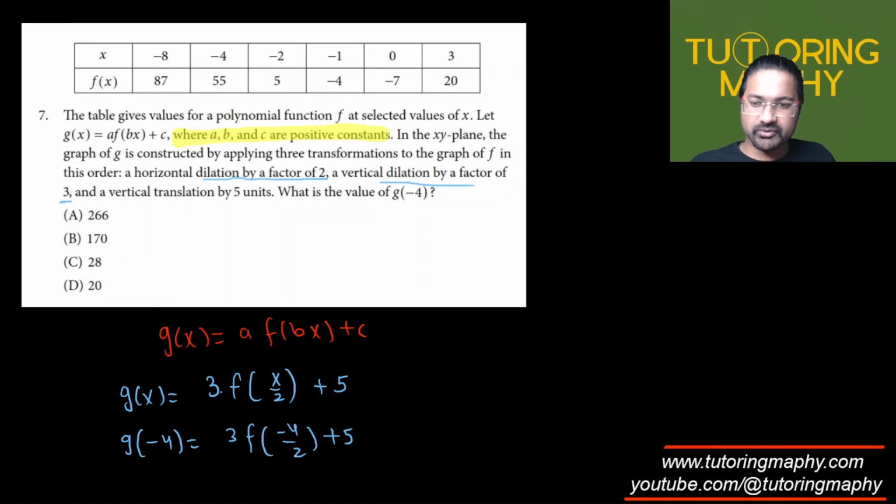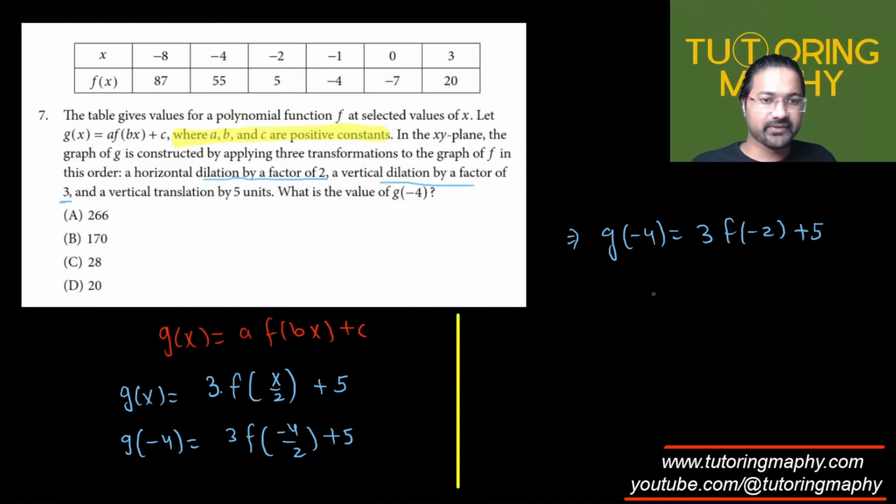And let me separate my work over here. So g of -4 is now going to be equal to 3 times f of -2 plus 5. And what is the value of f of -2? It's from here, f of -2. At -2 the value is 5, so it is 5 over here. 5 times 3 is 15, and 15 plus 5 is 20, which is option D. That's our final answer. Hope this one makes sense.